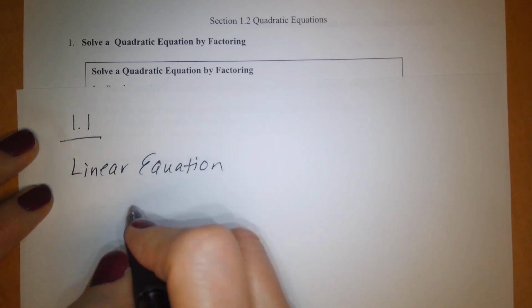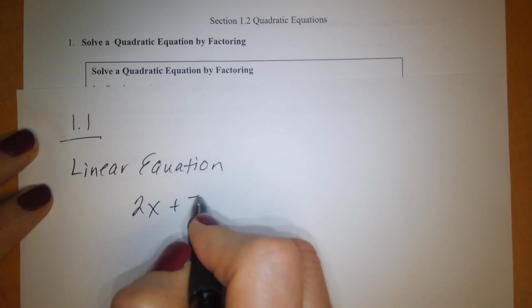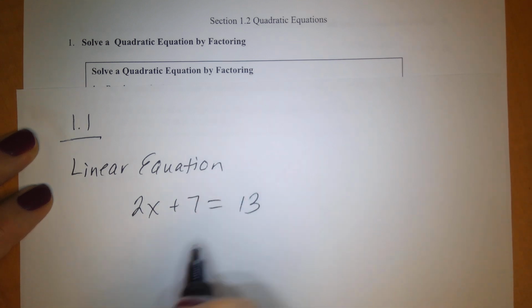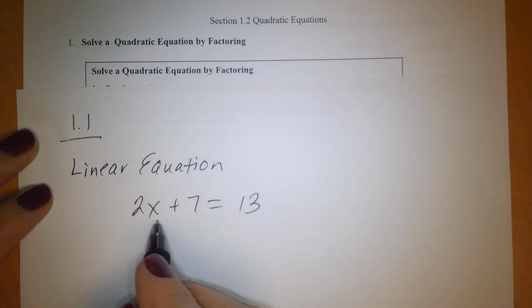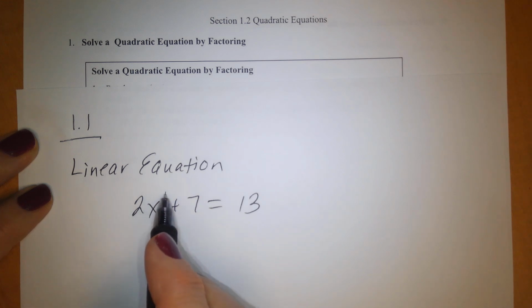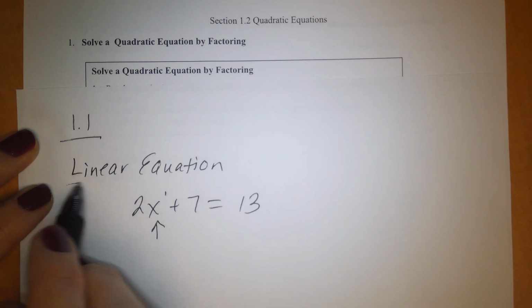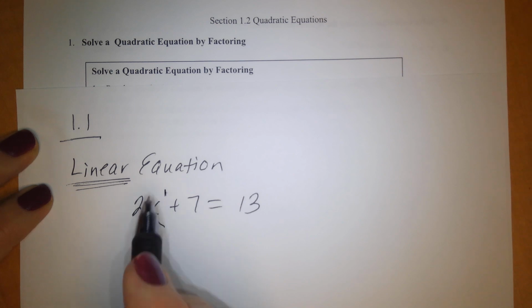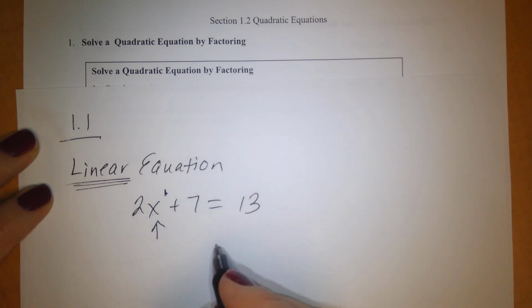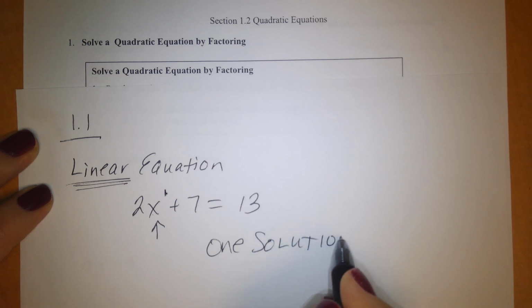had the form of something like 2x plus 7 equals 13. Notice the x in this equation is to the first power. A linear equation will have x's to the first power. Anything to the first power will always have one and only one solution.